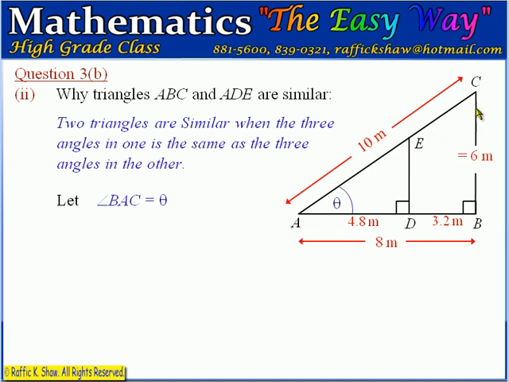So this angle and this angle are corresponding angles, and corresponding angles are equal. So we can use that information to show that this angle is equal to this angle right here. So that's it. Corresponding angles are equal. And so angle AED, that's this angle right here, is equal to angle ACB, that's this angle right here.